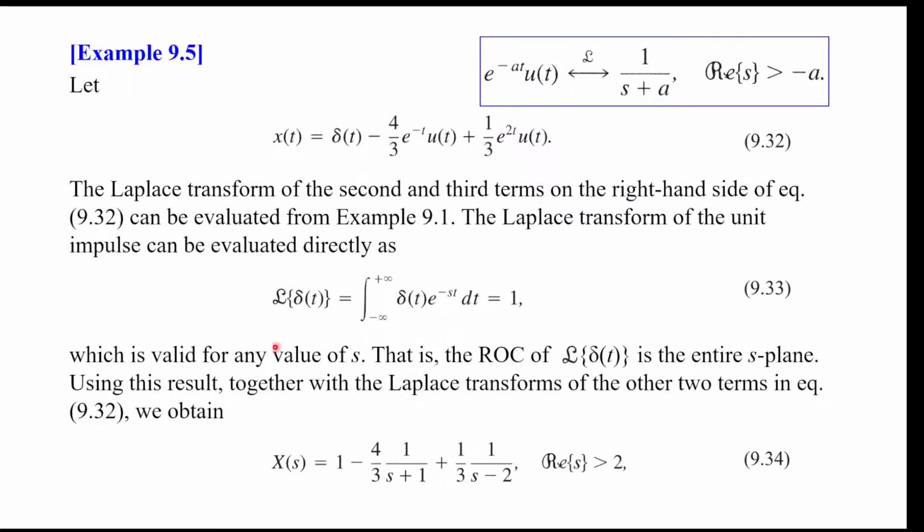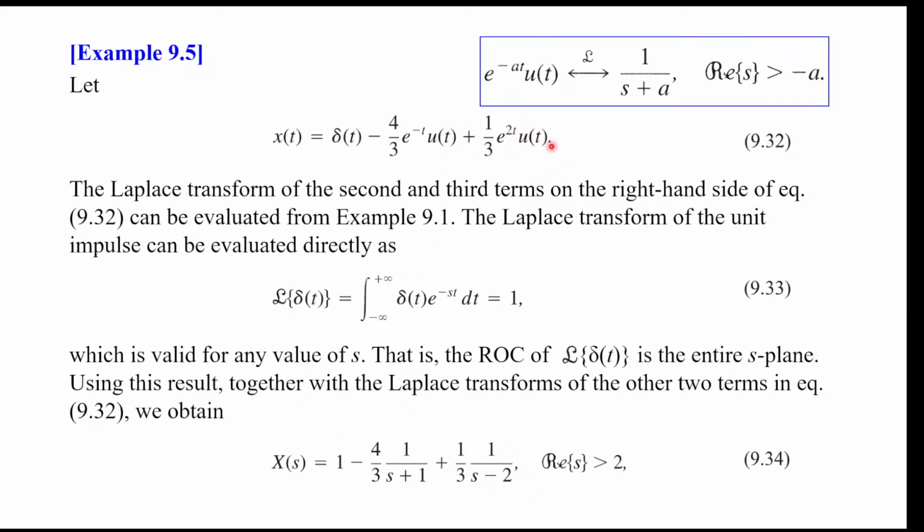We see that this integration works out for every s, so the ROC for delta of t is very nice: it's the entire s plane. This is more like the Fourier transform, where the whole domain converges. Now we also Laplace transform the other 2 parts, and we see that e to the minus t gives you 1 over s plus 1, and e to the 2t gives you 1 over s minus 2.